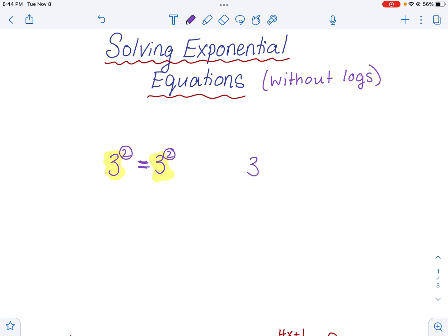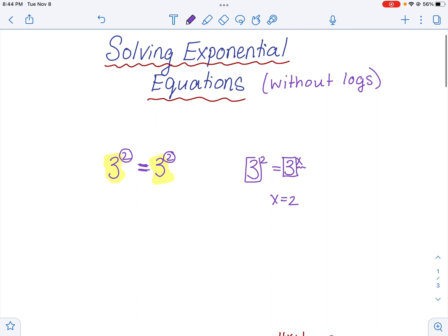So if I told you something like 3 to the power of 2 is equal to 3 to the power of x, you would know that x must be equal to 2, because we just said it couldn't be 3 or 4 or -5. So we can make a statement that says if the bases of an exponential equation are the same, then their exponents must be equal.